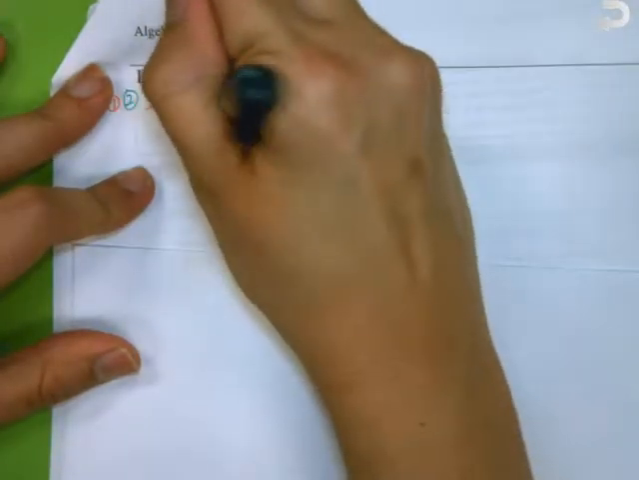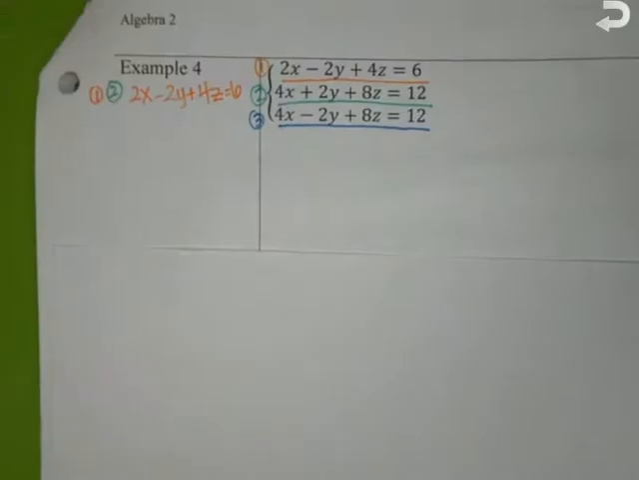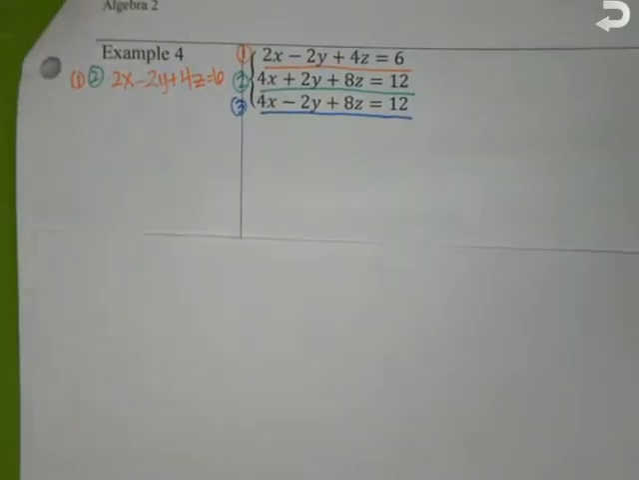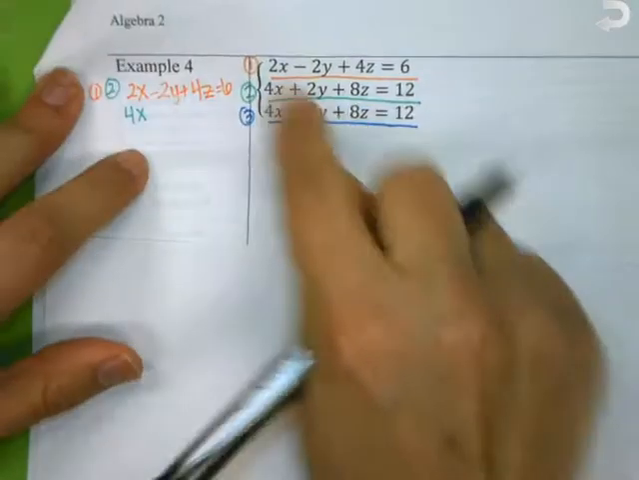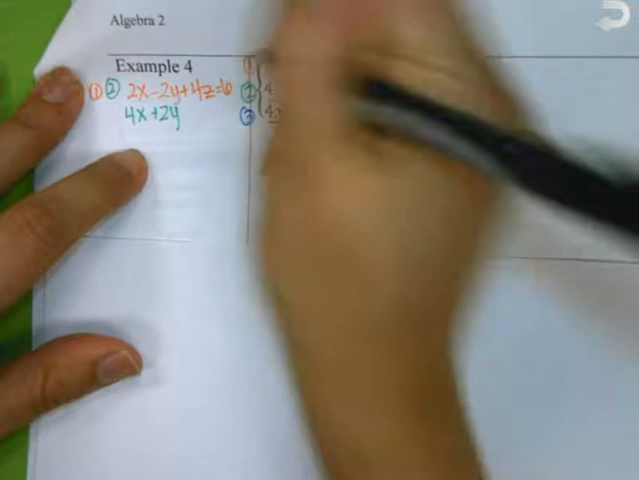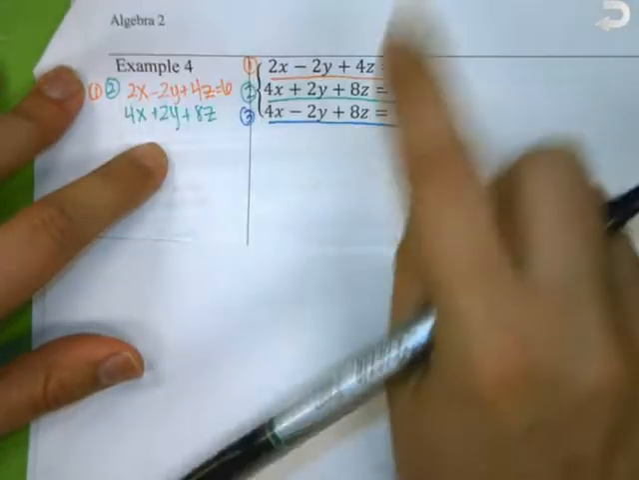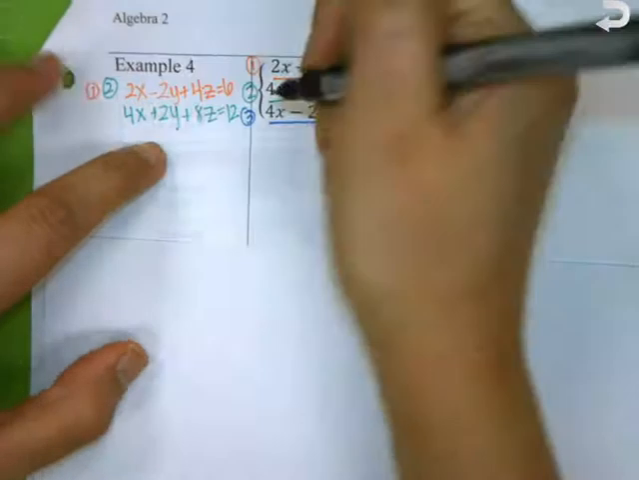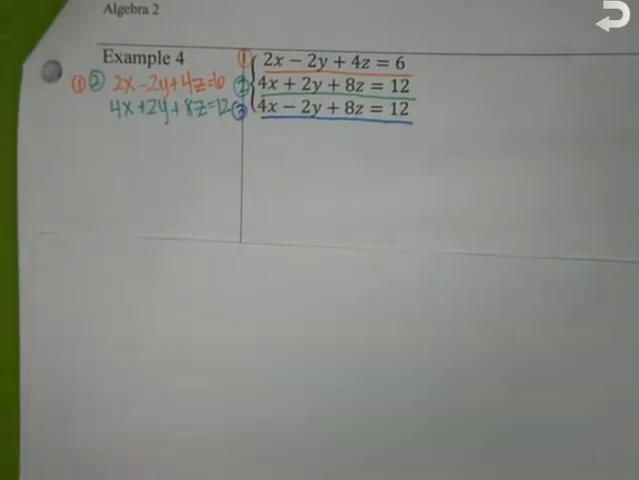And 4x plus 2y plus 8z equals 12. Okay, what variable am I going to eliminate here? The y's. It's already set up for us, right? So let's eliminate the y's.